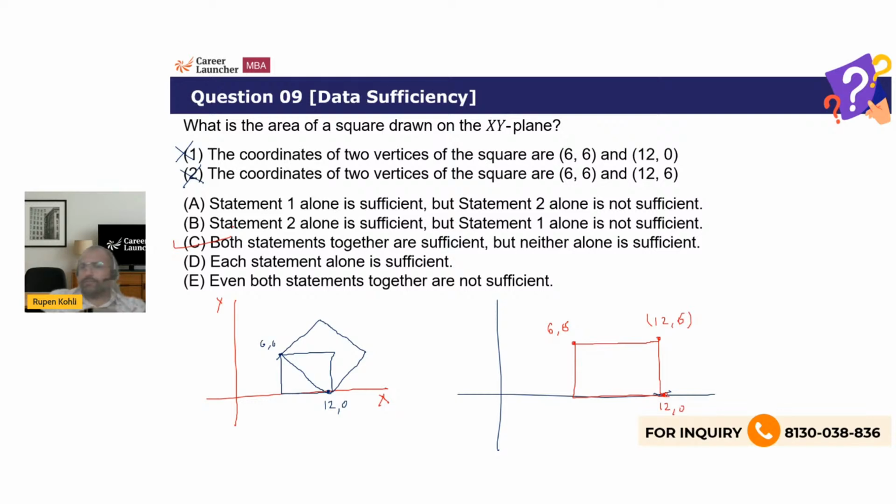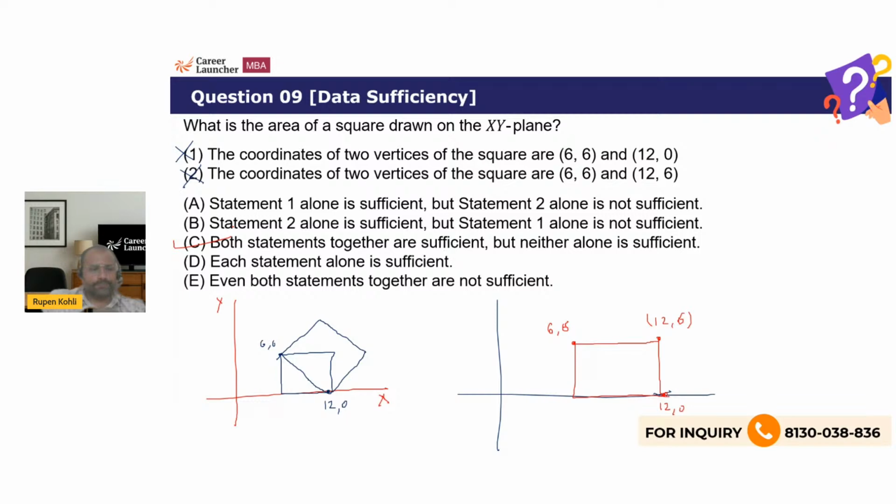All right. So the classic way of doing DS is first analyze each statement alone, right? If either of them is sufficient, the answer is already obtained. Only when both the statements individually are not sufficient, then you combine. If on combining it works, then you say that both statements taken together are sufficient. If it still doesn't work, then E is your choice. That is always the way to do this.